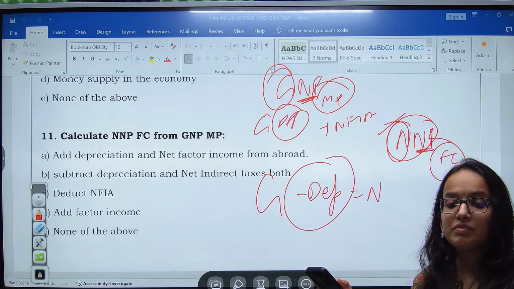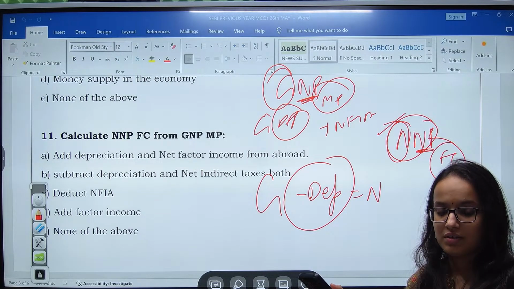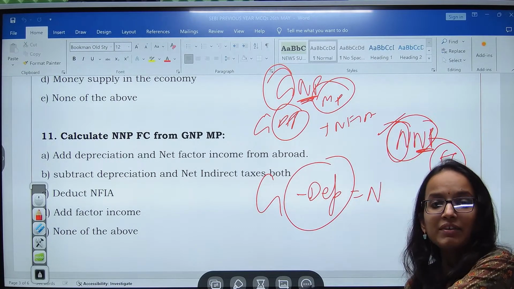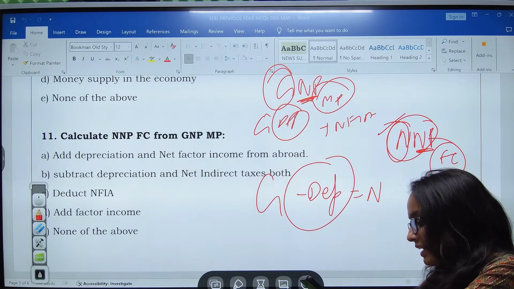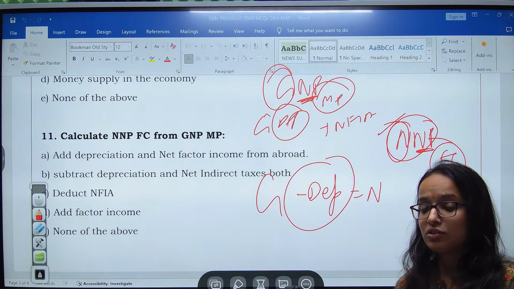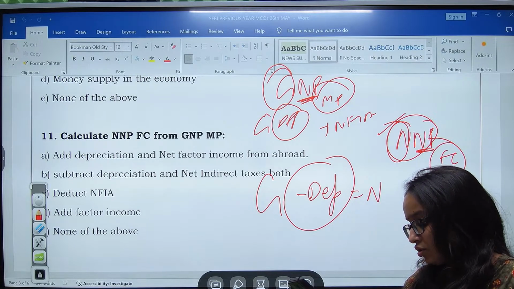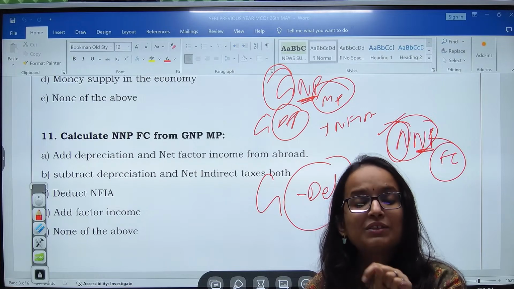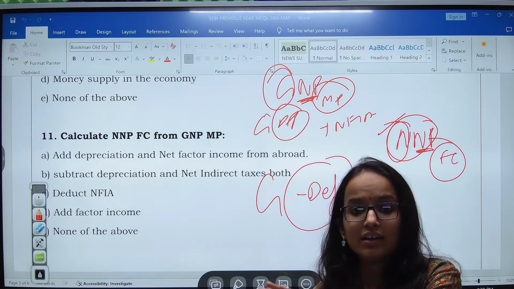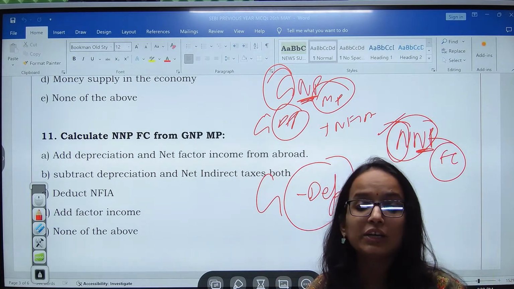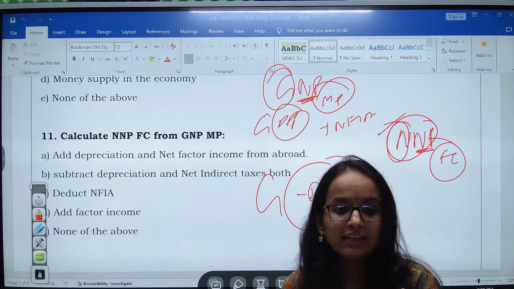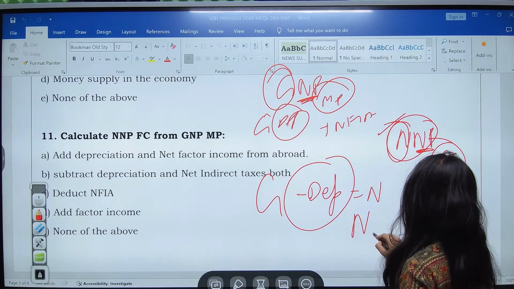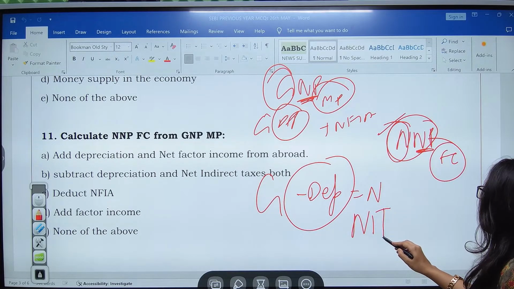What is the difference between market price and factor cost? What do we have to add into factor cost to arrive at market price? Net indirect tax, yes, not indirect taxes. No, it would be net indirect taxes, that is indirect taxes minus subsidies. It is not indirect tax only, it is net of indirect taxes, okay? NIT, net indirect taxes. So you add NIT, okay?